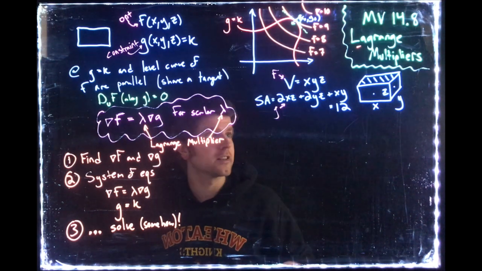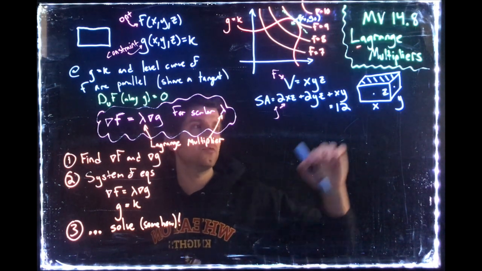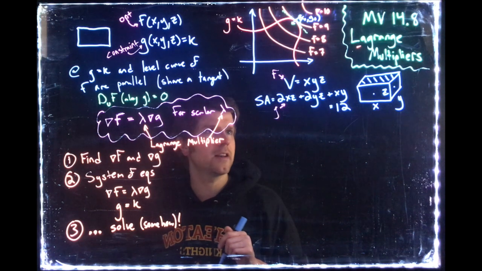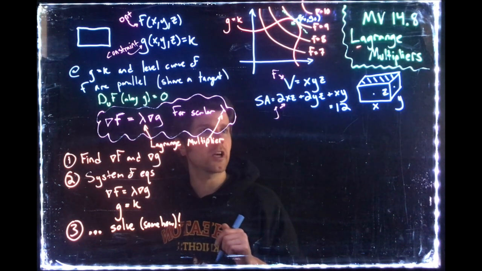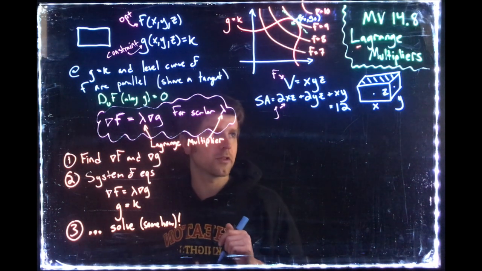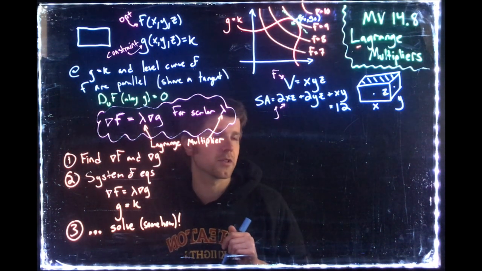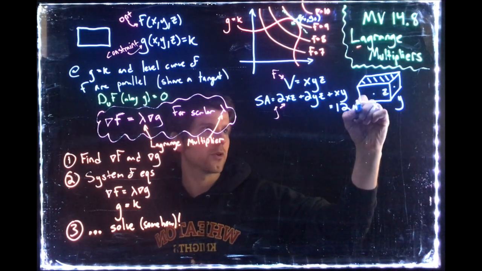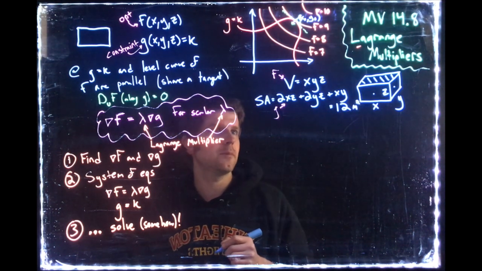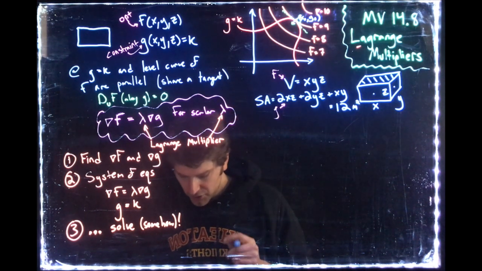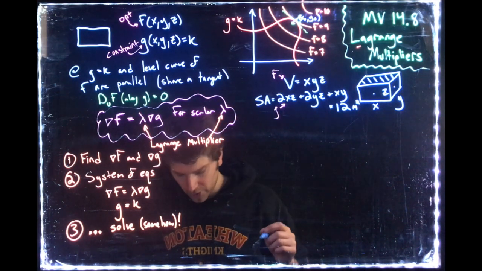So here we've got our example, right? We've got our box. The volume is given to us by xyz. And we're trying to find the maximum volume subject to this constraint that the total amount of cardboard or whatever stuff we have to work with is like 12 square meters. Let's just stick a unit on this, 12 square meters. That is, 2xz plus 2yz plus xy equals 12. So let's go ahead and find our gradients.